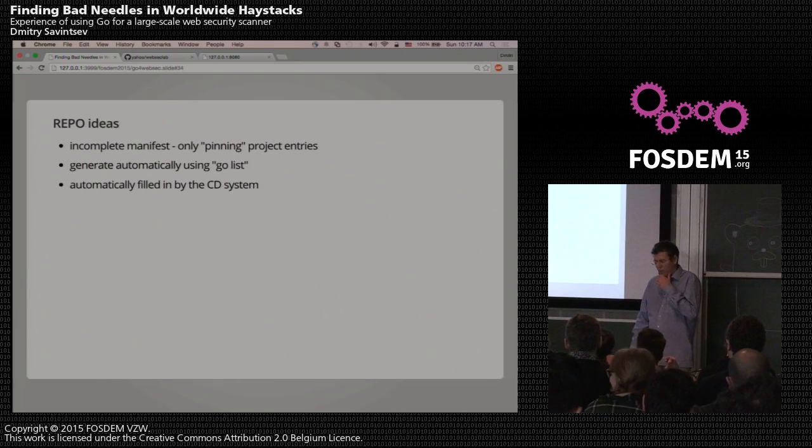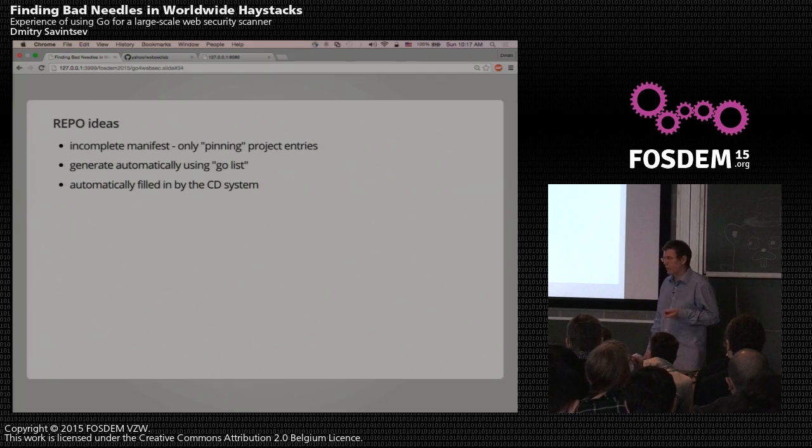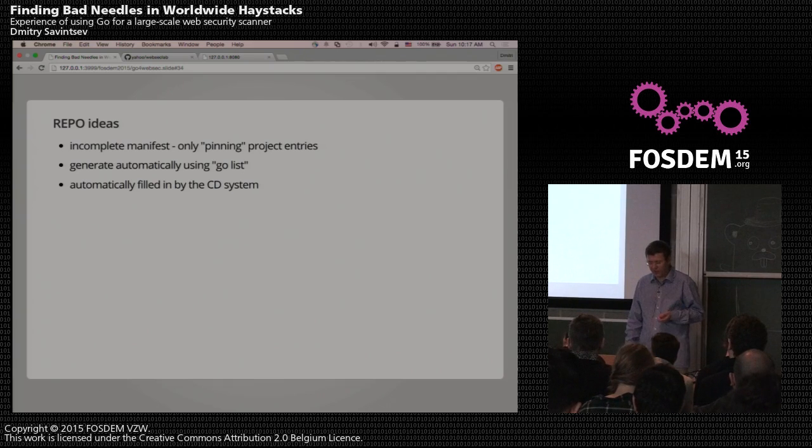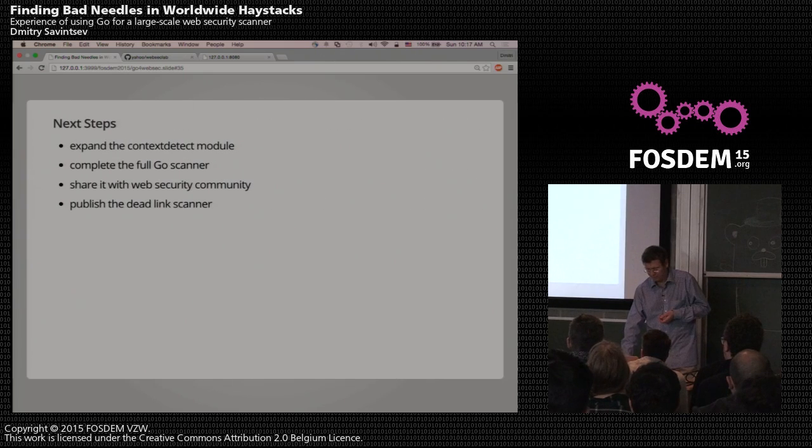And now we are thinking about it. I like default.xml because then I don't have to invent a repo manifest or a custom format, and it's something that some developers know already. We're thinking about maybe generating it automatically with Go list so that then you can change only the versions, put the revision if you want to pin certain libraries. And it can also maybe be filled by the CD system automatically.